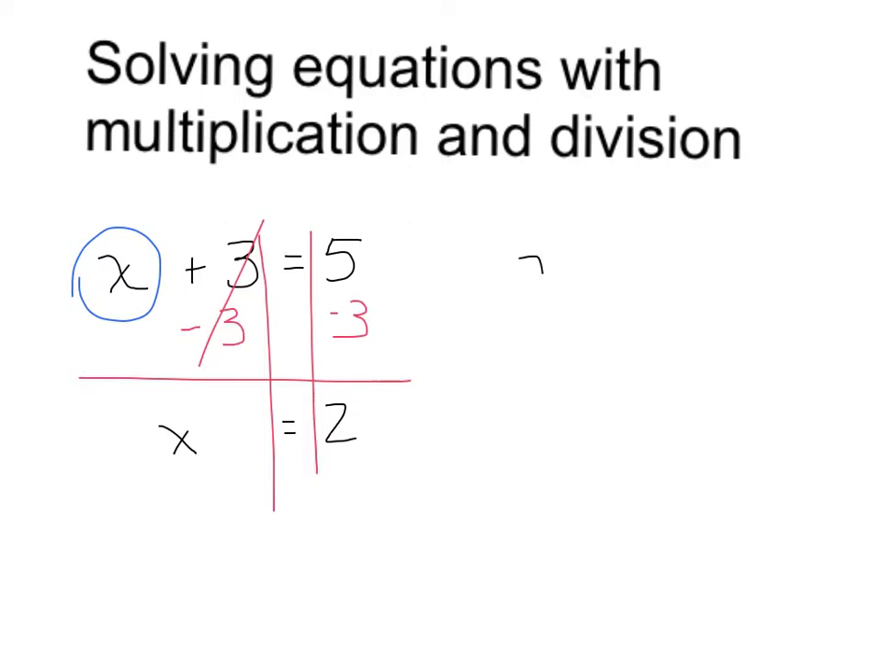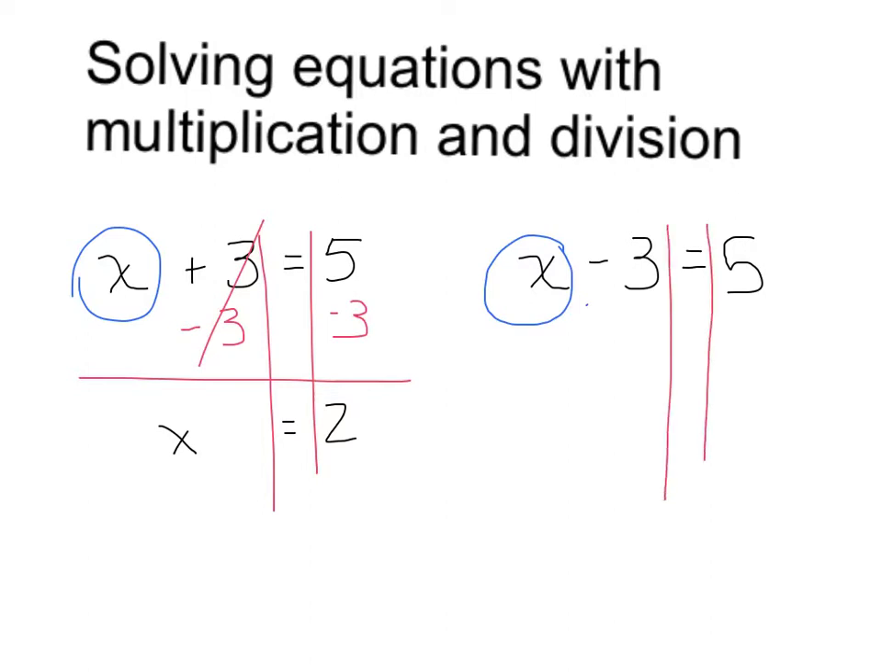If I subtract 3 from x and get 5, in order to undo what is being done to the x, subtracting 5, I'm going to undo that subtraction by adding 3. So the 3's will cancel out. I'm left with x is going to equal 8.